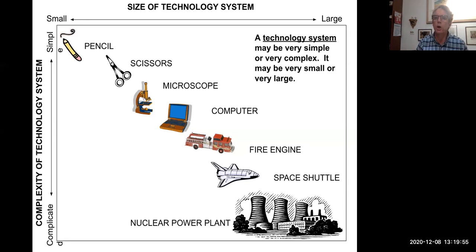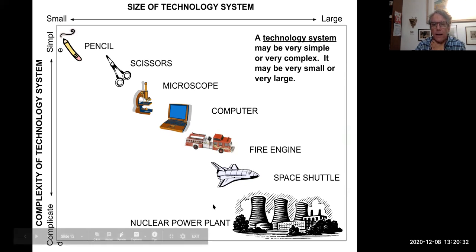It needs to be able to be sharpened so that you can get the graphite exposed to be able to write with it. It has an eraser to allow you to erase the graphite. So yes, a pencil is a technology system. It's a very small, very simple one, but it is. Scissors, technology system. Microscope. You know, these are going up in levels of complexity. Computers. A fire engine is more complex than a computer because a fire engine has computers in it. Space shuttle, very complex, very critical systems.